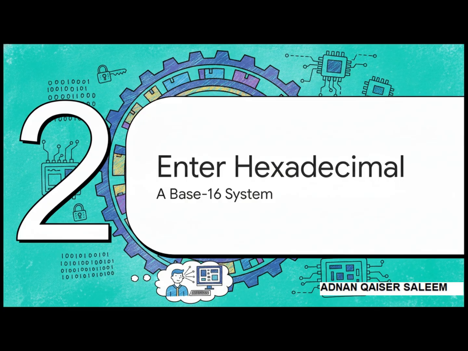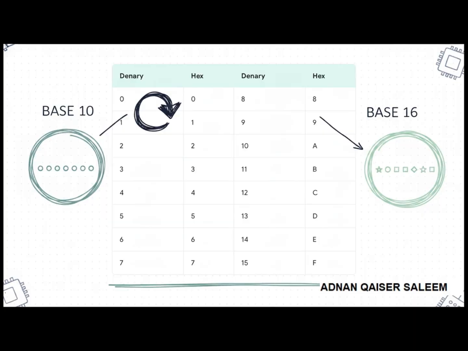So let's move on to section 2. Enter hexadecimal. You can kind of think of this as a base 16 decoder ring that programmers rely on to basically save their sanity. What's really fascinating is just how simple the system actually is once you look under the hood. Hexadecimal is a base 16 number system.